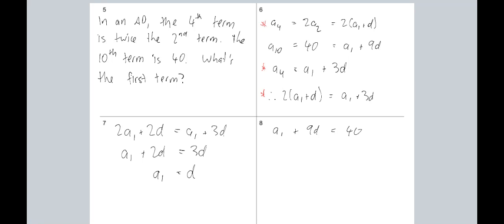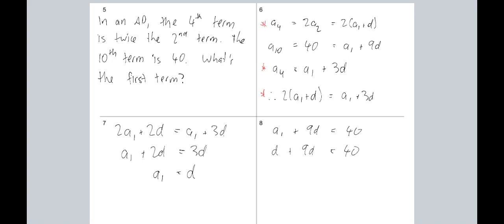Remember, the name of the game is to get it down to one variable, like in the optimization unit, so that we can solve it. Hamish: Well, we know that A1 is equal to D, so it means that 10D is equal to 40. So you've replaced A1 with D? Either way.